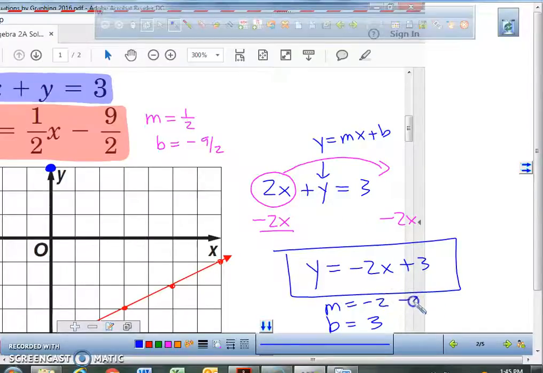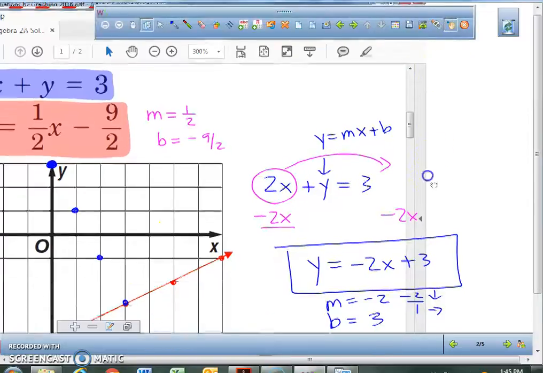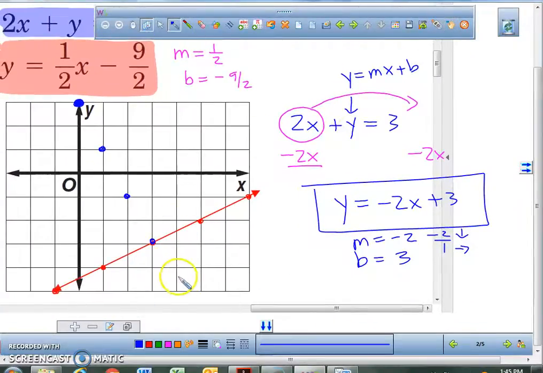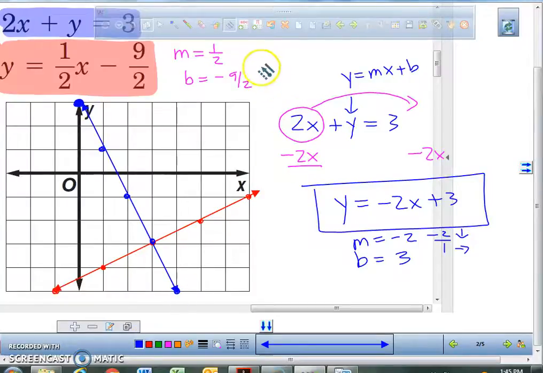What's my slope though? -2, which means -2 over 1. Should I go down 2 over 1? Ready? Down 2 over 1. Down 2 over 1. I love it when these points just cross nice and perfectly. Makes it nice, easy. There's my slope. It's going down 2 units over 1.